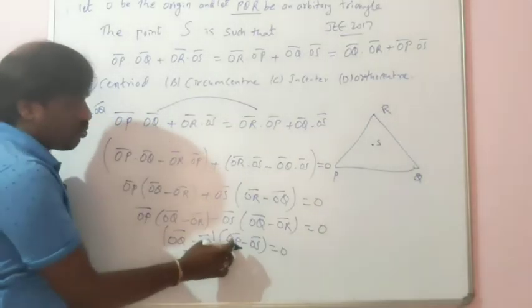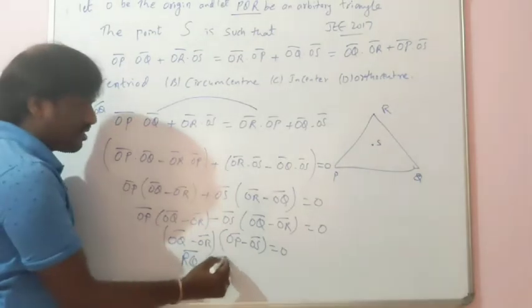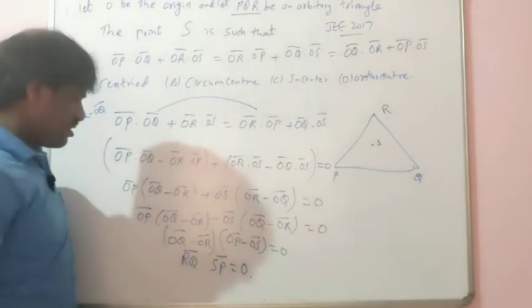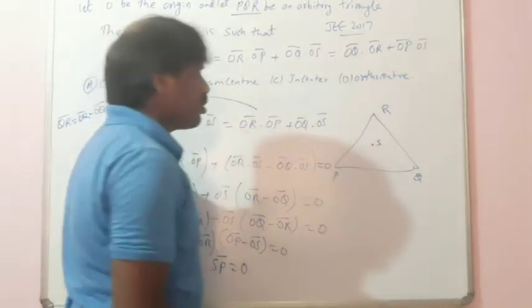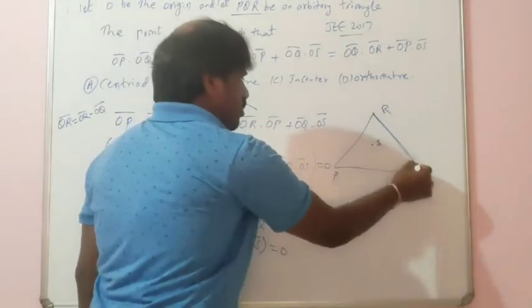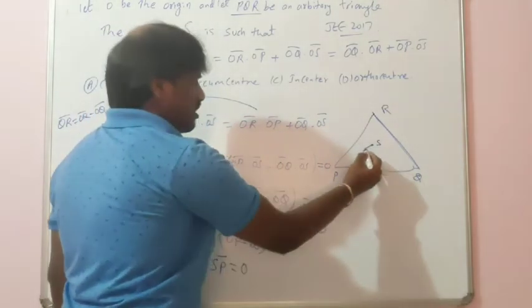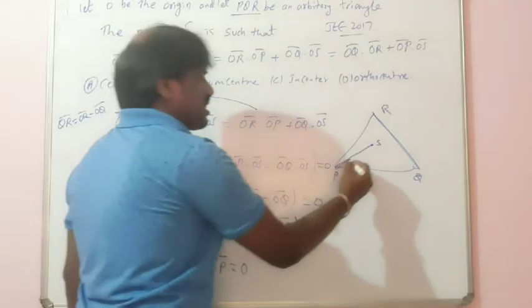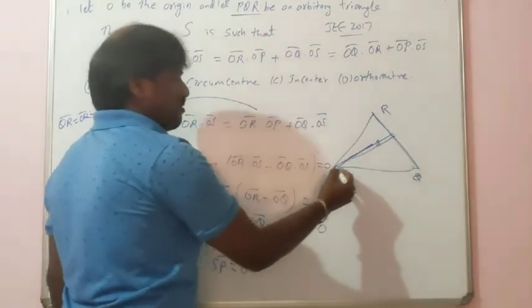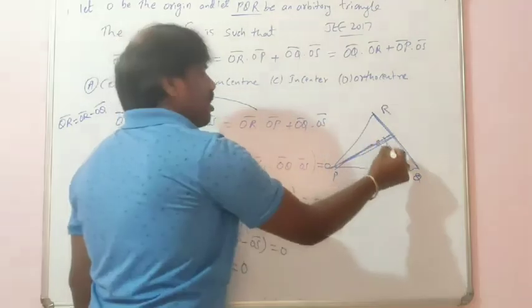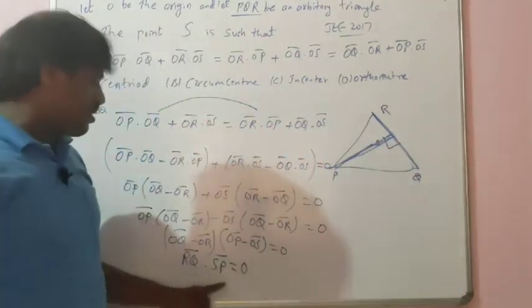And OP minus OS is nothing but the SP vector. The dot product of these two is 0. RQ is the vector RQ, and SP is the vector SP. If you extend this, SP is this one and RQ is this one. SP and RQ are perpendicular, which means their dot product is 0.